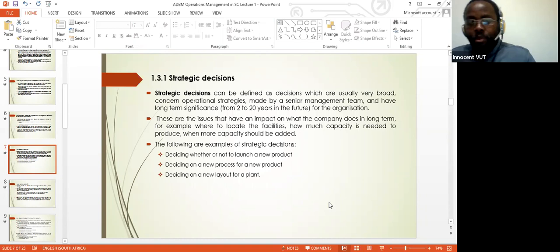So the following are examples of strategic or long-term decisions for organizations: deciding whether or not to launch a new product, deciding on a new process for a new product, and also deciding on a new layout for a plant. These are some of the examples of strategic decisions.